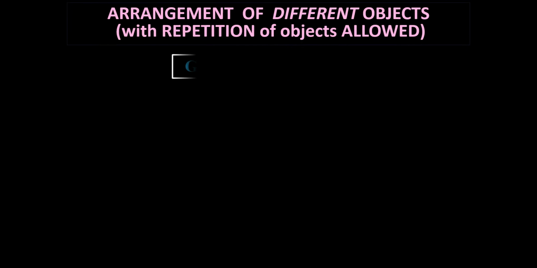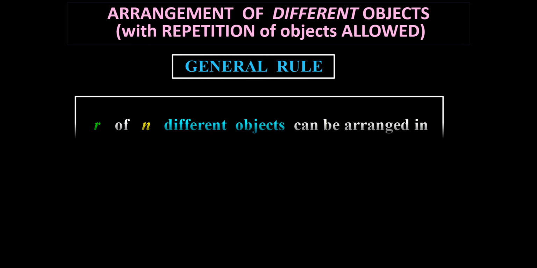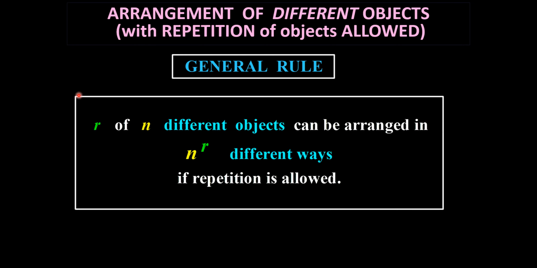Now from the example we can see that for the arrangement of different objects, if repetition of objects is allowed, we can form a very simple general rule. If r of n different objects can be arranged, it is n to the exponent r ways if repetition is allowed. It's n to the exponent r, so we actually get a power here.